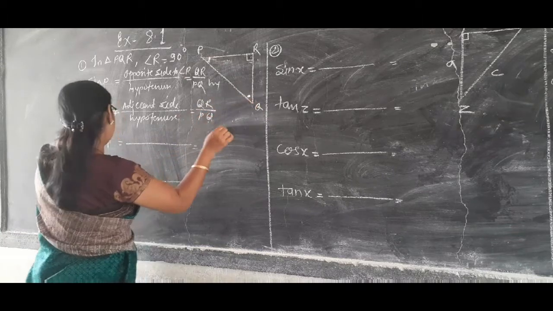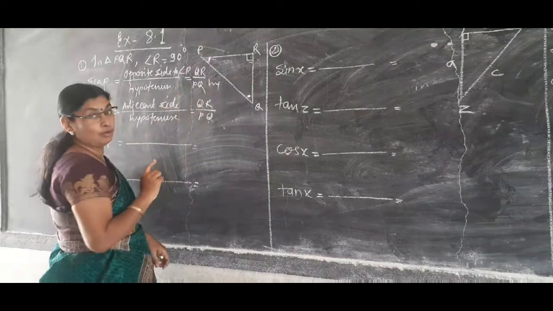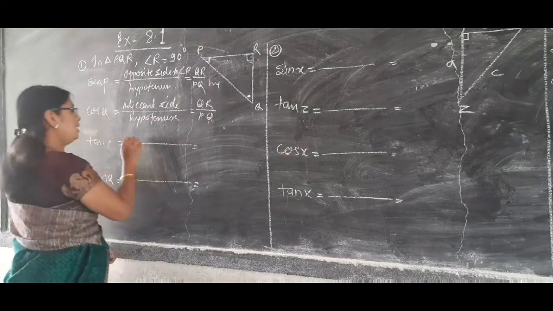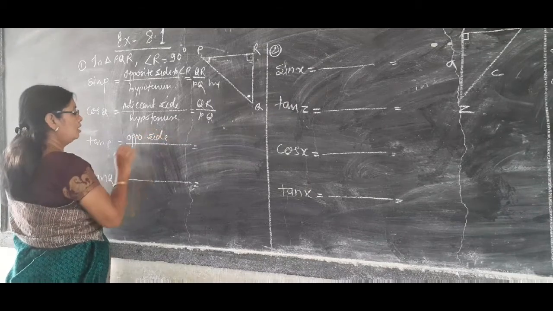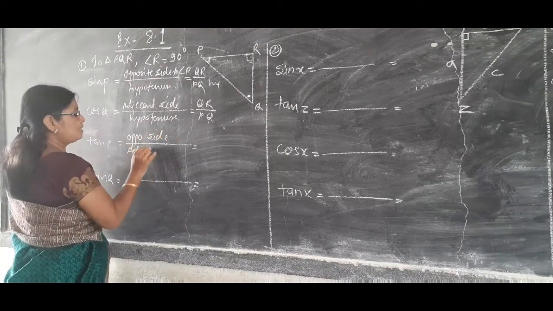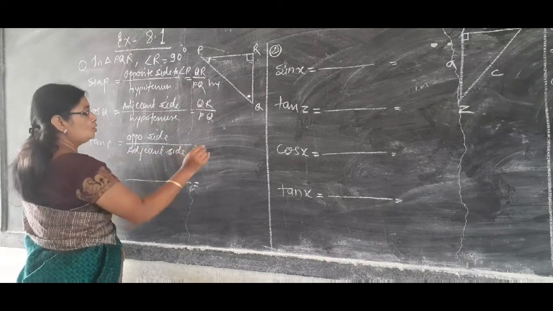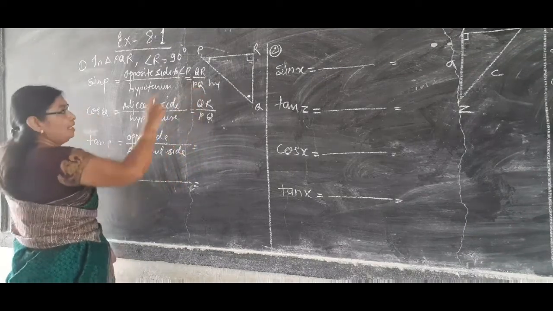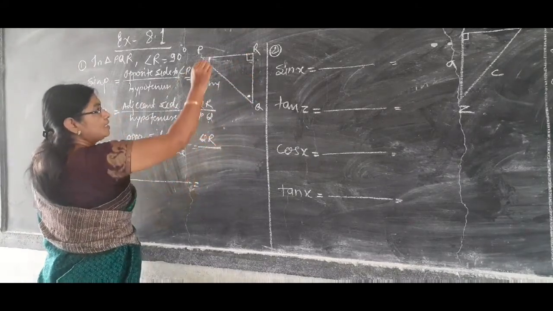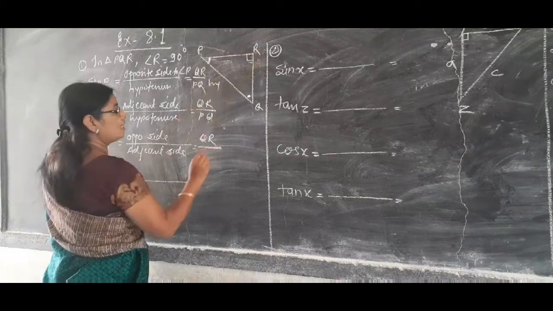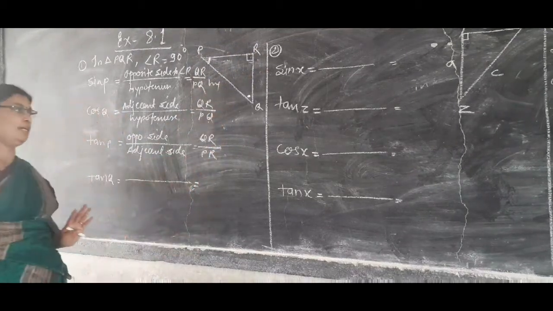PQ. Now next is tan P. Now tan P, what is the formula for tan? Opposite upon adjacent. Opposite side upon adjacent side. So which is the opposite side of angle P? QR is the opposite side. And which is the adjacent side for angle P? PR is the adjacent side. If values are given, you have to put the values.